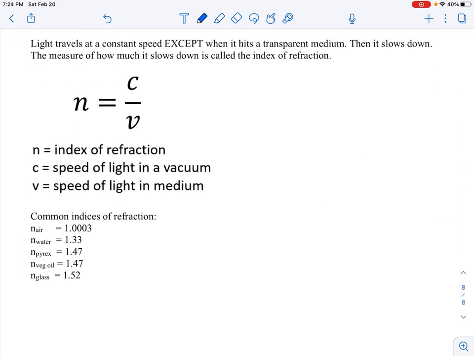So light travels at a constant speed except when it hits a transparent medium, and then it slows down. The measure of how much it slows down is called the index of refraction. So this is a formula for index of refraction, and we're going to be working a lot with air. Air is pretty close to a vacuum. So the speed of light in air is pretty close to the speed of light in a vacuum, 3 times 10 to the 8th meters per second.